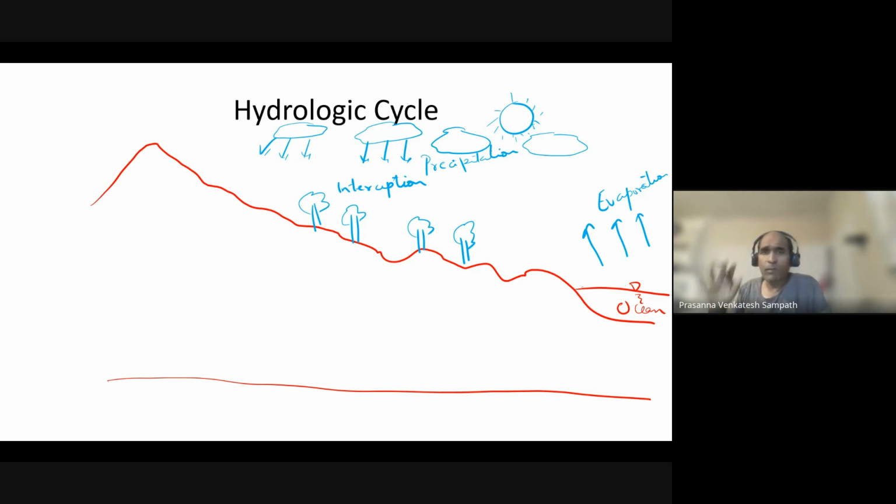And then let's say that, other than in the areas where the trees are covering the land surface, in the other areas the water is hitting the land surface. When that happens, the water will immediately either infiltrate. So this process is infiltration, right? So please, make a note while you're watching this.